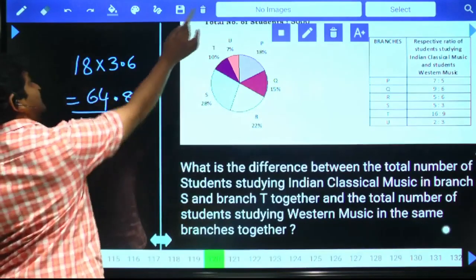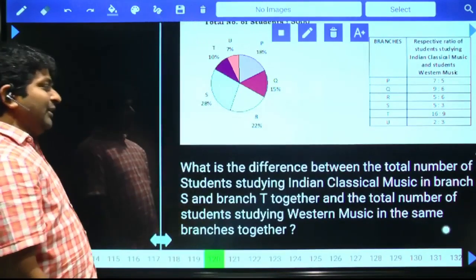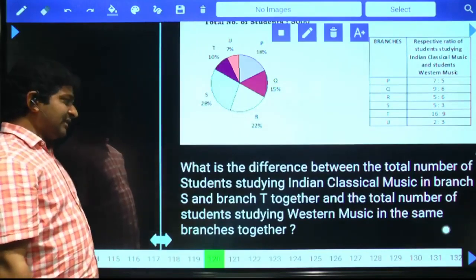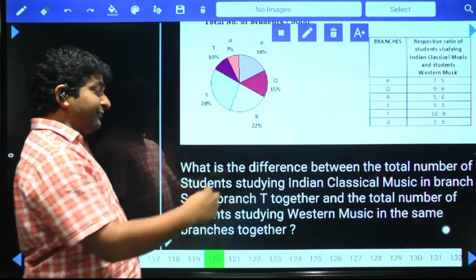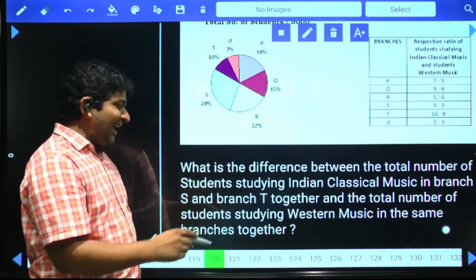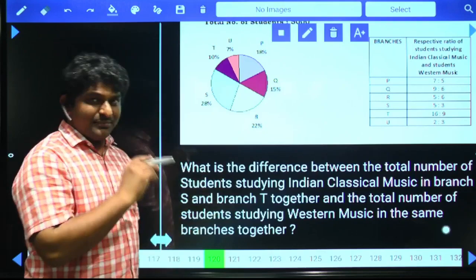T together? And the total number of students studying Western in the same branches. S and T lo difference between Indian classic and then Western music.